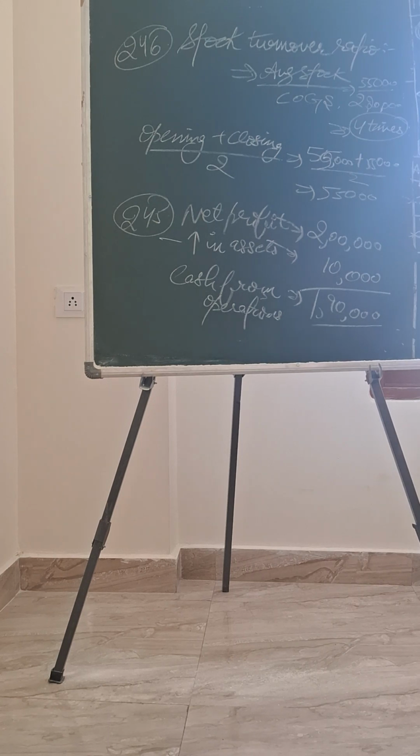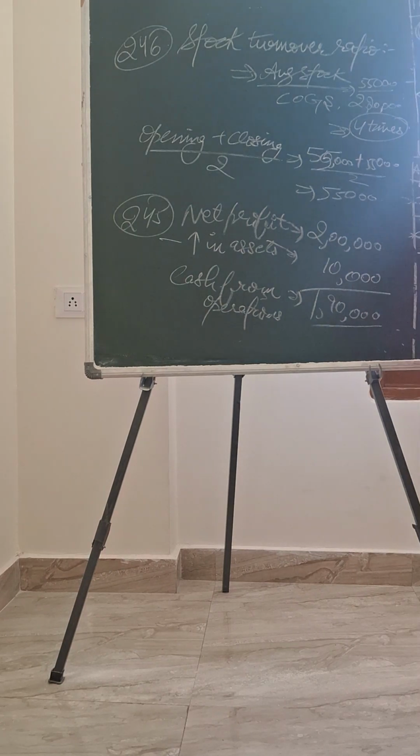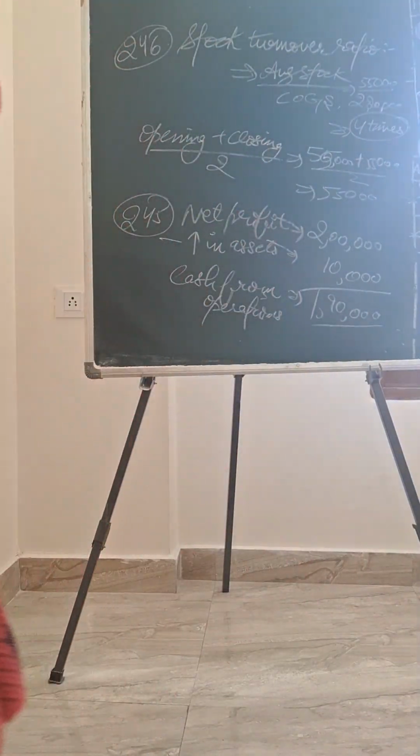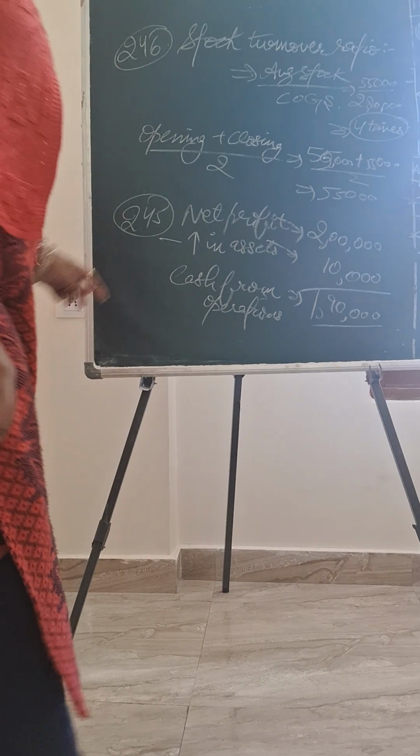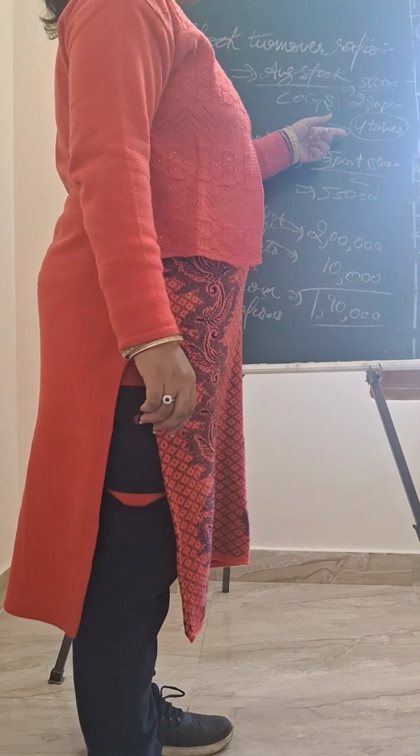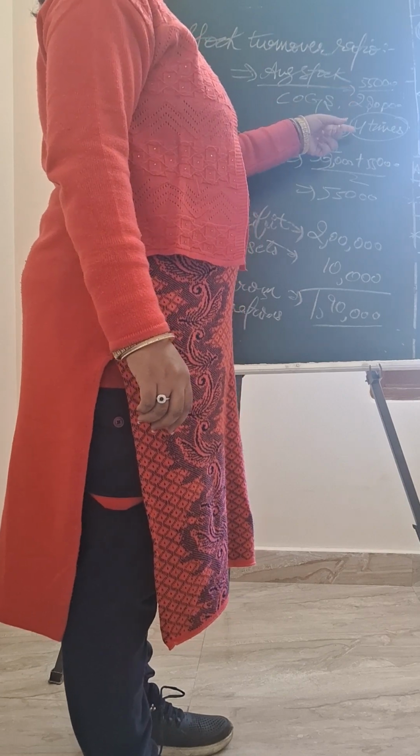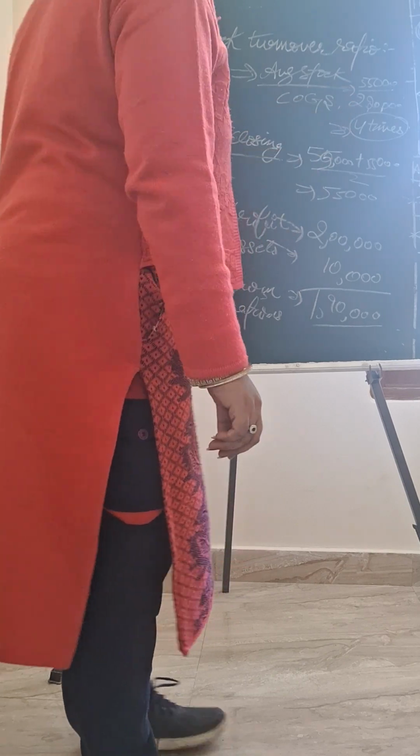So question number 246 we have covered yesterday of stock turnover ratio, that is average stock over COGS. So how do we calculate the average stock? Opening stock plus closing stock divided by 2, that is the average stock, that is 55,000. COGS was given to us 2,20,000, so 55,000 divided by 2,20,000 is equal to 4 times.